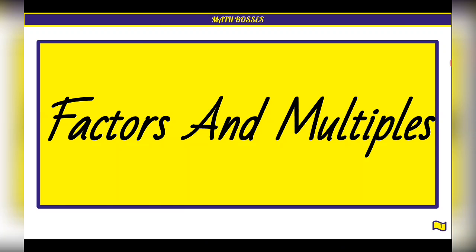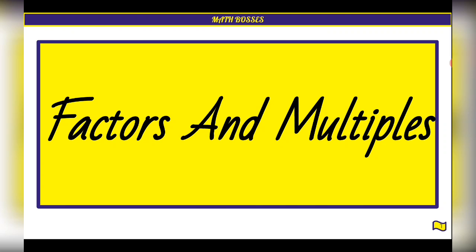Factors and multiples. What's the concept, the difference, and what connects these two terms? In this video, we are going to take a brief yet in-depth view of factors and multiples. I am going to use a multiplication table to explain these two concepts.